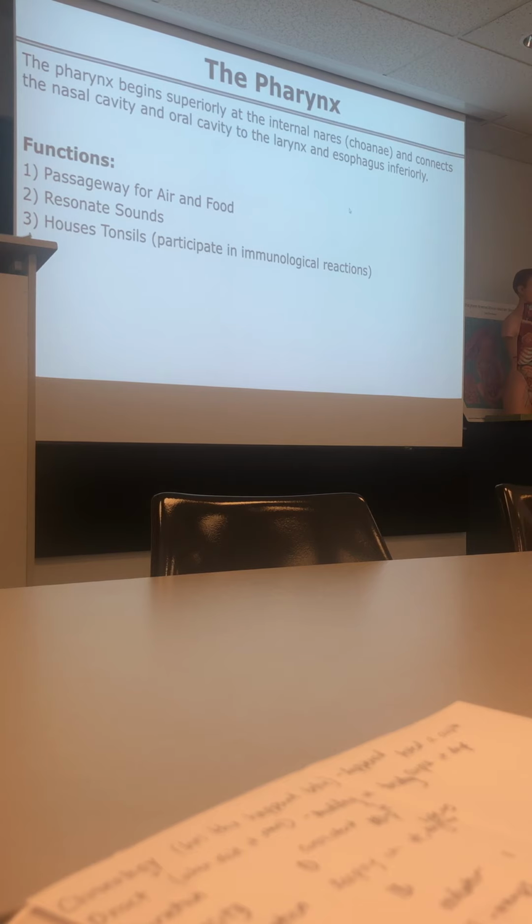Okay, so we go from our nasal cavity into our pharynx, and our pharynx is more posterior, right? And it's also superior to our larynx, okay? So it begins behind our internal nares, and it connects the nasal cavity to the oral cavity all the way down to our larynx, where air is going to go into the larynx and then the trachea, right? In our pharynx, we not only have air going through, but we also have food, because our nasal and oral cavities are connected.